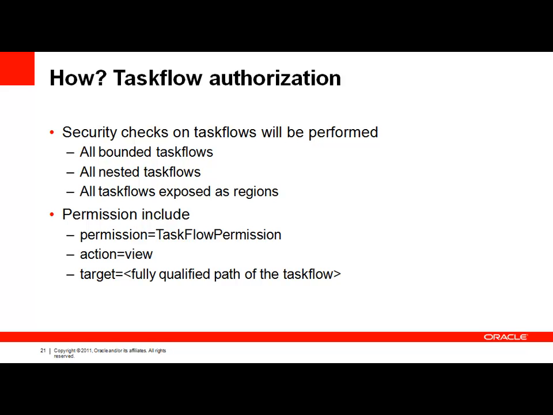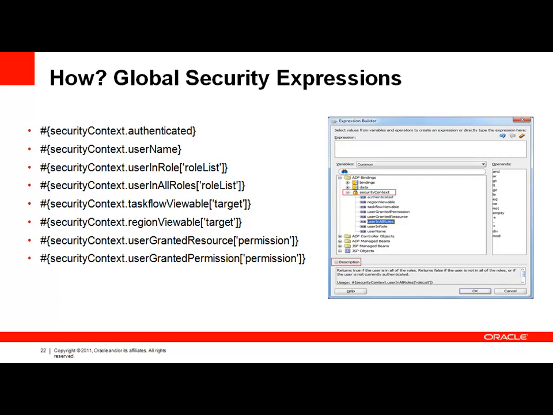The action is view, and the target, what defines the task flow to protect, is the fully qualified path of the task flow, including the task flow document name, so the XML name, and the ID of the task flow. And this fully qualified path starts with the WEB-INF directory. The two, page definition and task flow security, are handled automatically for you by ADF Security.